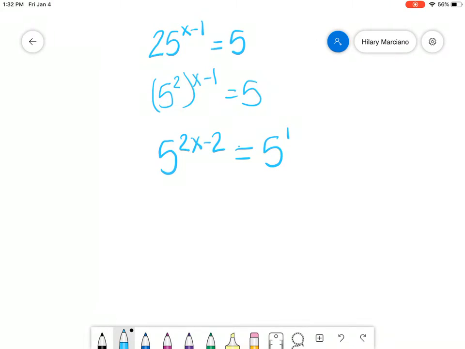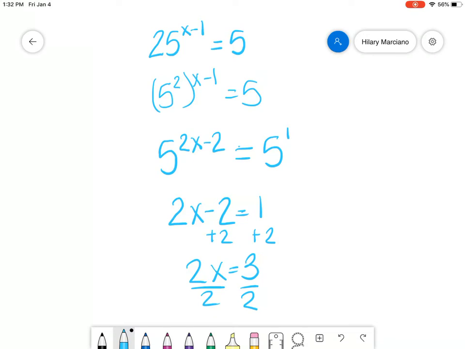So now we have the same base, so we can just use our exponents to equal each other. So 2x equals 3. Divide both sides by 2. And we get x equals 3 over 2. So we just took something that we learned so long ago, solving algebraic equations, and now we're applying that to exponents. See how everything kind of builds on each other? And this skill is so important to know.